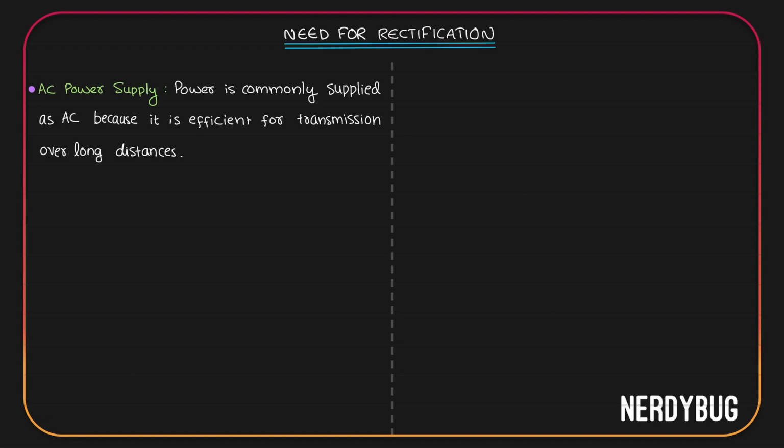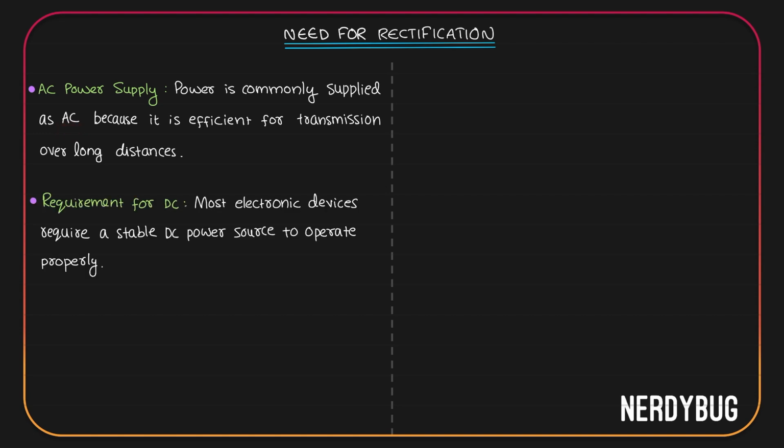Now, since AC power is efficient for transmission over long distances, because of how we can step it up and down using transformers, power is commonly supplied as AC. However, most electronic devices that we use, like your laptop, your mobile phone, require a stable DC power source to operate properly. They cannot handle the constant fluctuations of AC. They need a steady one directional flow of current, like DC.